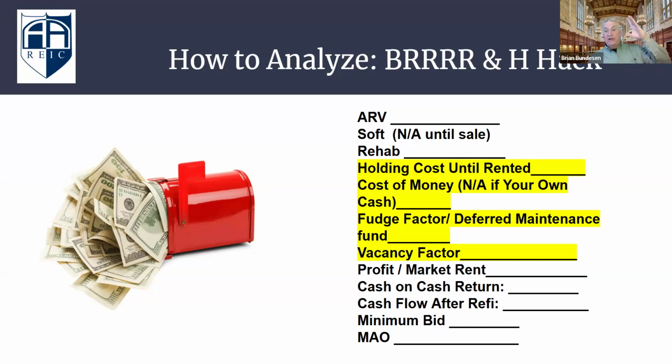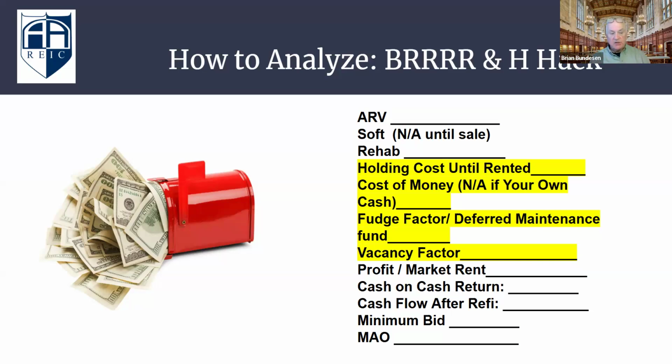So when we talk about rehab, I have a chart with all those lifespan things of all of these typical elements. But you're going to want to have, you can call it a fudge factor, deferred maintenance, CapEx. It's the same name and same reason, just different names.